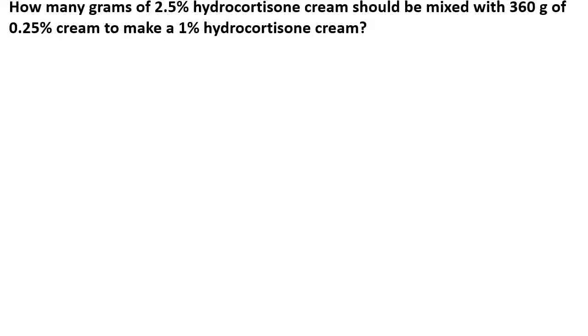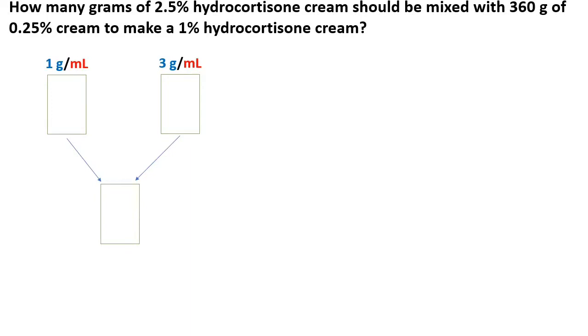Suppose that we have a solution whose density equals 1 gram per milliliter, and we have another solution whose density is 3 grams per milliliter. We want to mix these two solutions together to get a solution whose density is 2 grams per milliliter. We need to mix this with this to get this.